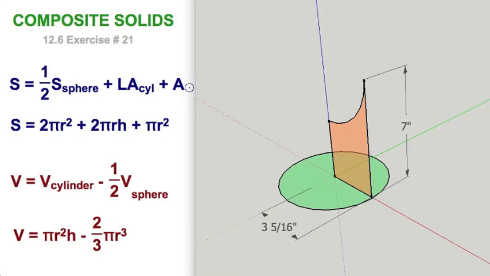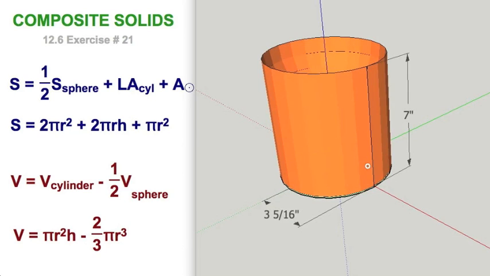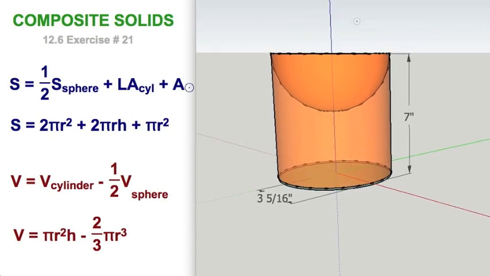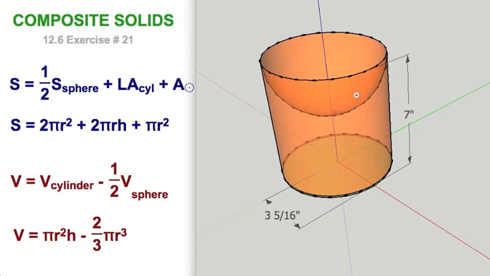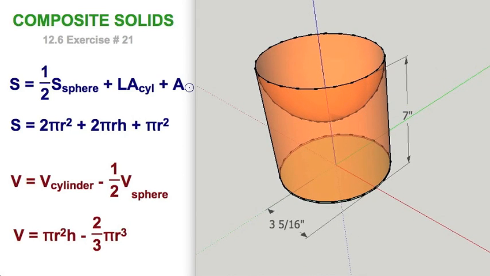Now here is a composite exercise for us, and this time we're going to take this shape. Well, we're going to generate this shape first. Let me make this shape for you, and we're going to find its surface area and its volume. So I'm going to take this odd-looking shape and spin it around. And there I go. I've got myself a cylinder with a hemisphere removed from it.